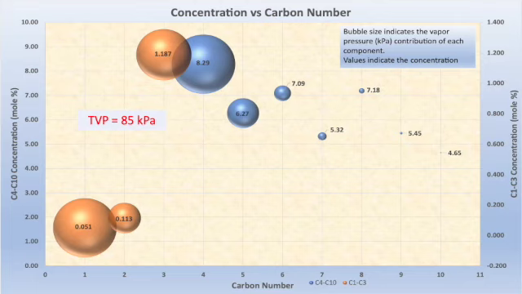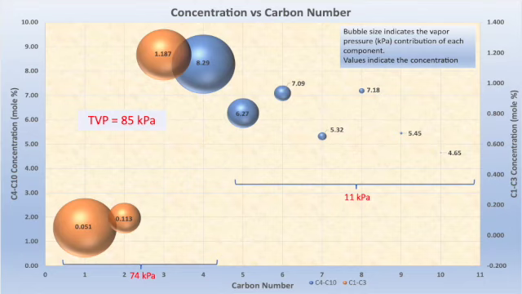What is also interesting is that 74 kPa comes from the C1 to C4, and only 11 kPa comes from C5+. At 20 degrees C, that means the bulk of the vapor pressure contributing components are boiling and are vulnerable to rapid loss. That is an important point as we move into the discussion on sampling.